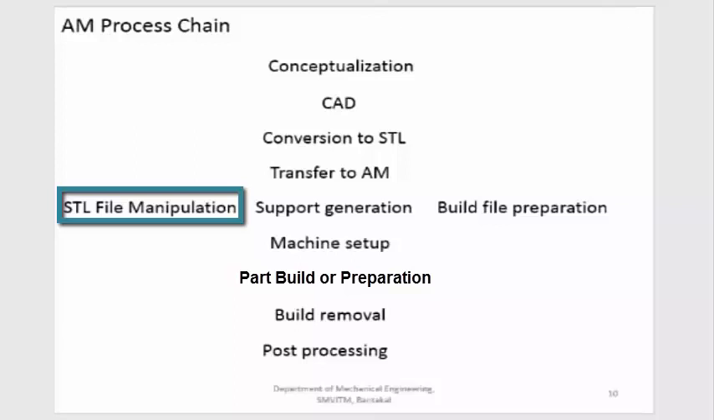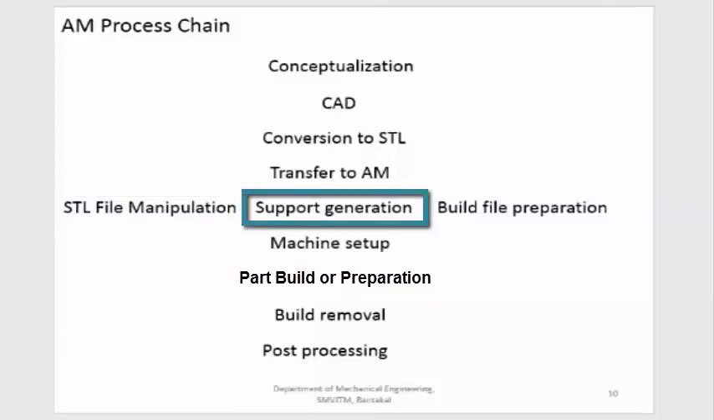to make it acceptable for usage in the next step. Next one is you have to divide the component into layers. You have to specify what will be the layer thickness. You have to decide how exactly you want to orient the component. So all these activities you have to perform in the software and decide how exactly you are going to make the component. Next one is the support generation.